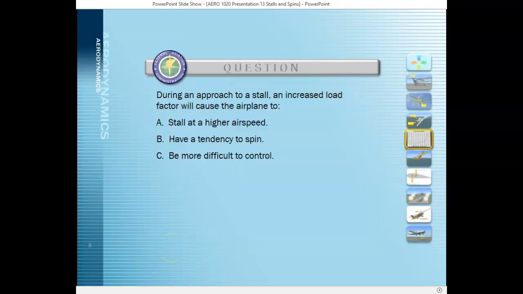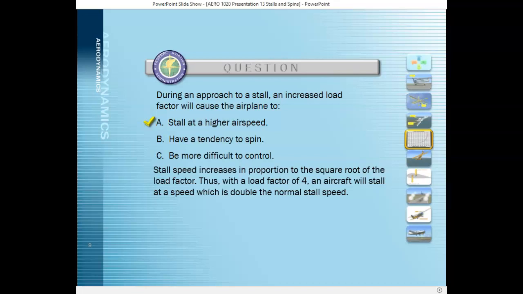So here's another question. During an approach to a stall, an increased load factor will cause the airplane to A, stall at a higher airspeed, B, have a tendency to spin, or C, be more difficult to control. And the answer is stall at a higher airspeed. Remember that an increase in load factor will result in an increase in the stall speed. It increases in proportion to the square root of the load factor. So with a load factor of 4, an aircraft will stall at a speed which is double the normal stall speed.